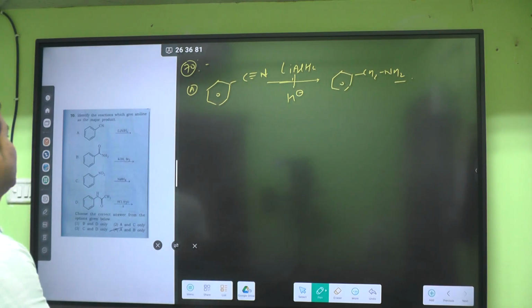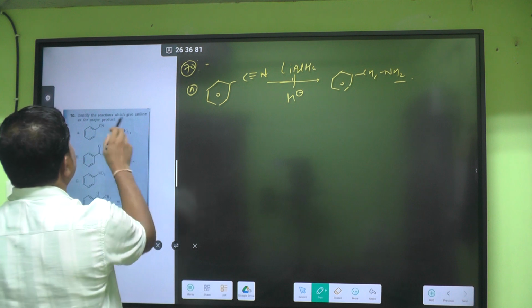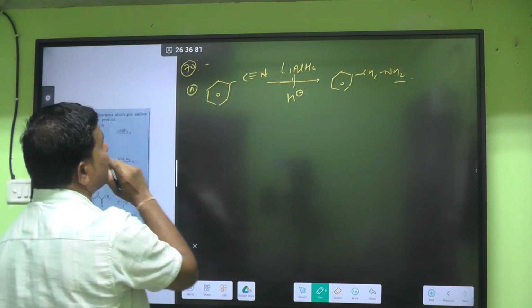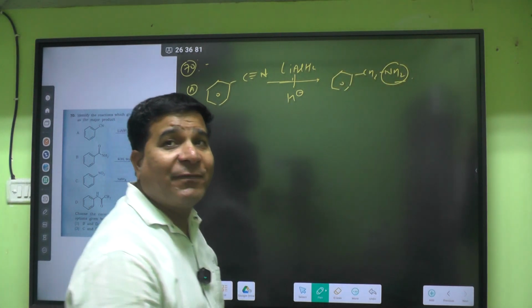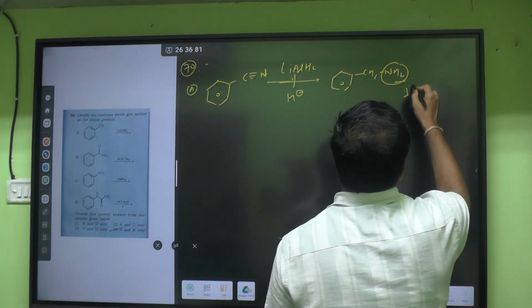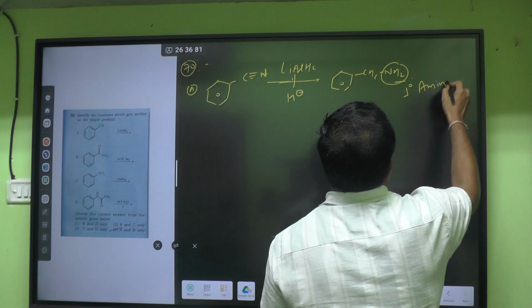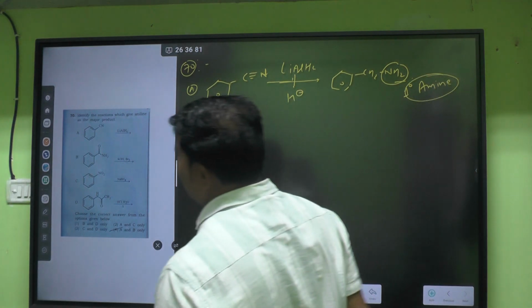Now second. Everyone knows aniline is the major product, but the first option is not aniline. It is CH2NH2, an amine, not aniline. It is an amine functional group, a 1 degree amine, not aniline. That's why the first is wrong.